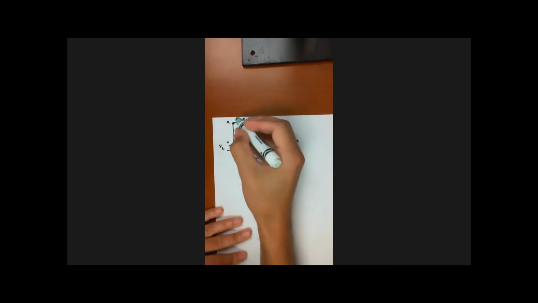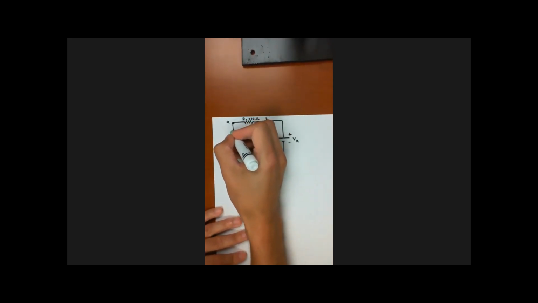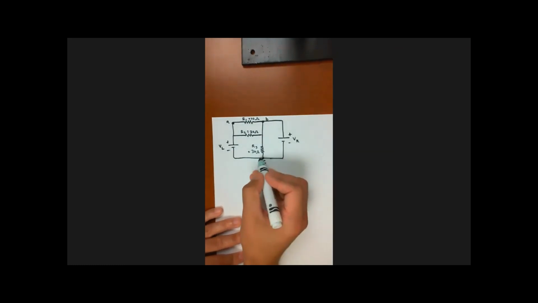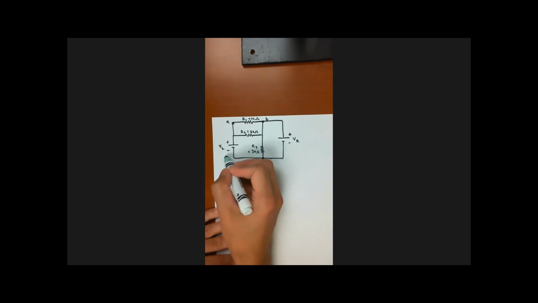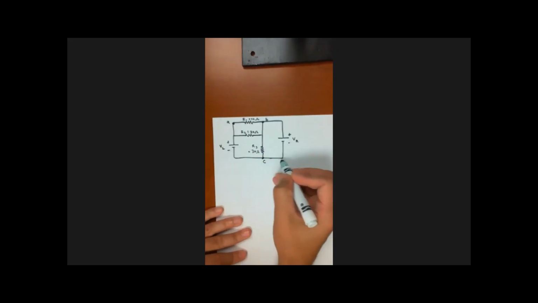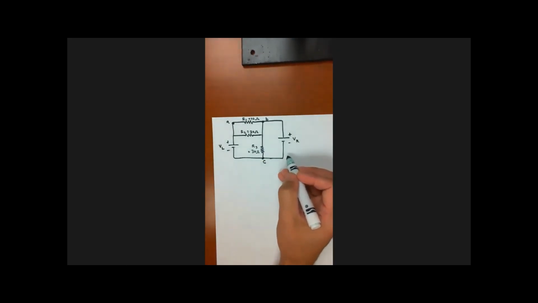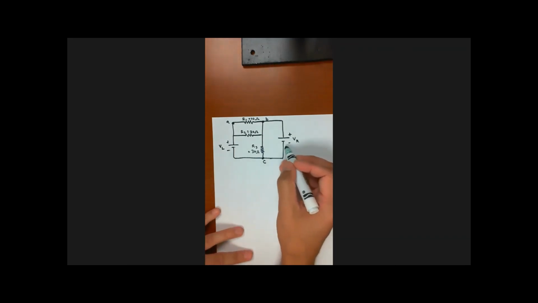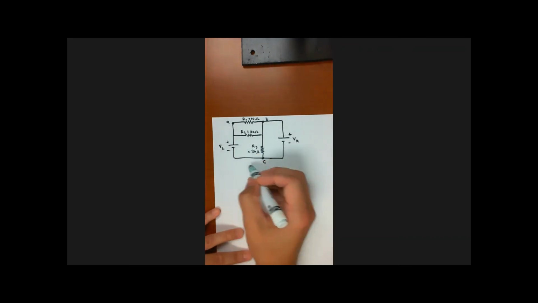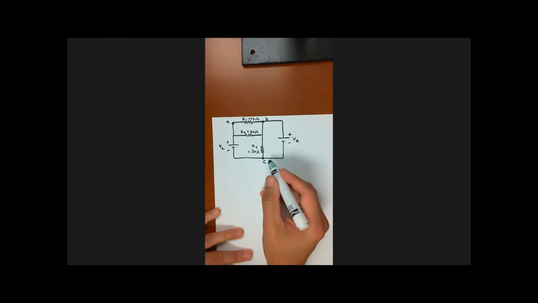Same thing over here. Since there's no component in here, I could call this whole area over here node A. And same thing with node C. Really, node C is this whole area down here. It's all at the same voltage because there's nothing to drop the voltage anywhere in this section down here. Okay, so there's our nodes, and I've got to give you a couple more things.